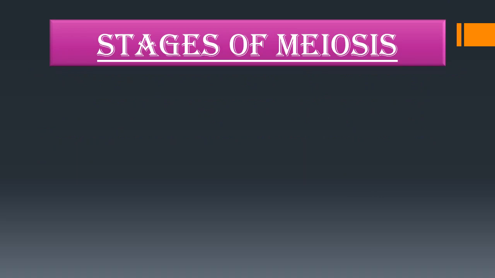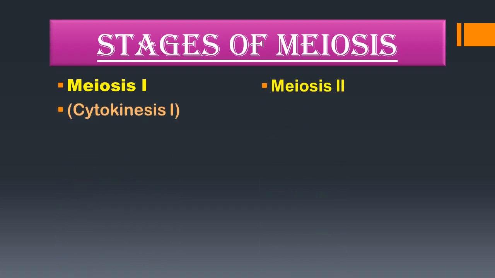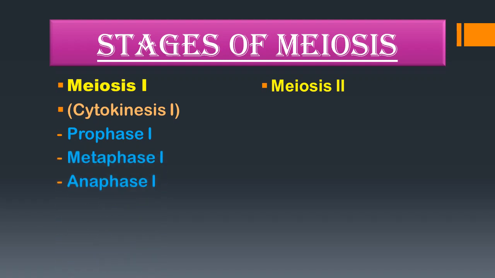Now let's understand the different stages of meiosis. Students, meiosis is completed through 2 stages: first, meiosis 1 and meiosis 2. In meiosis 1 we have cytokinesis 1, and what is cytokinesis? This is a process in which the nucleus of a cell divides. So when the nucleus is divided, it is called cytokinesis. Cytokinesis 1 is completed within 4 stages, that is prophase 1, metaphase 1, anaphase 1 and telophase 1.